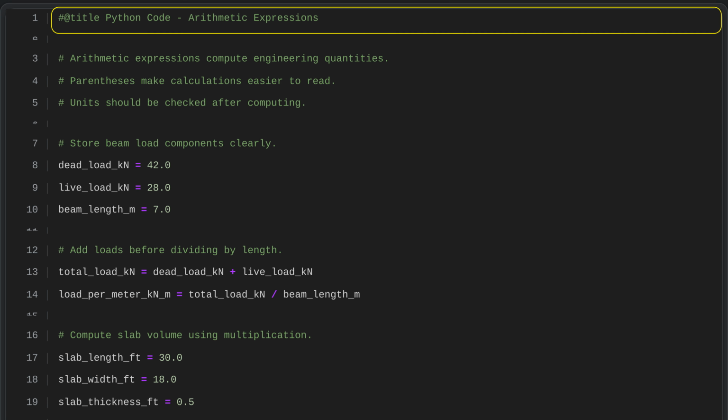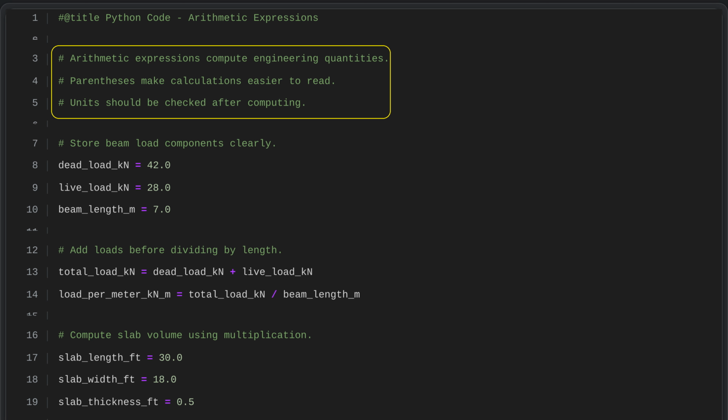Python code, arithmetic expressions. Arithmetic expressions are used to calculate engineering quantities. Use parentheses to make the calculation clear, and always check the units after computing.